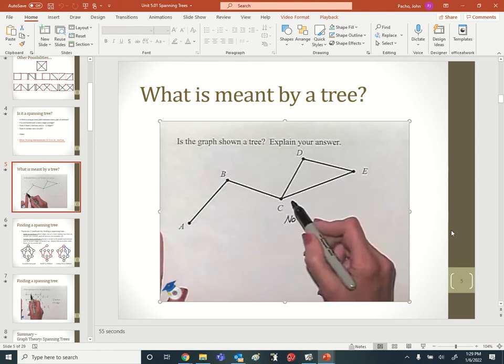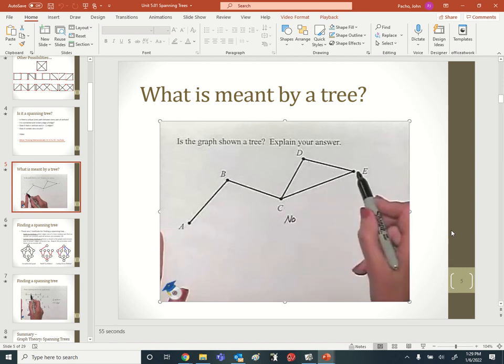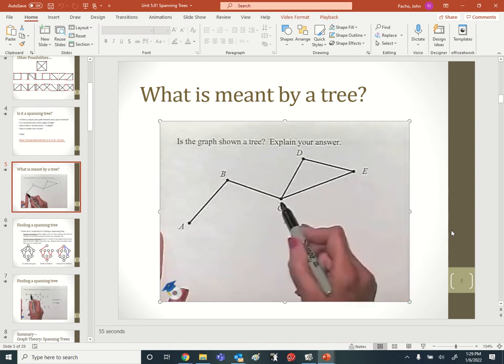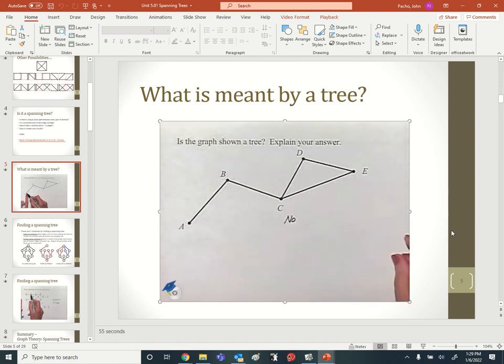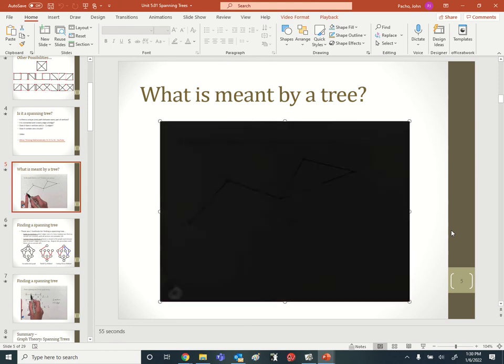Something else about a tree is that there cannot be any circuits. It's connected, but notice that we have a circuit right here that's formed between three vertices, C, D, and E. So there are a number of reasons why we have to eliminate this from the criteria of being a tree.